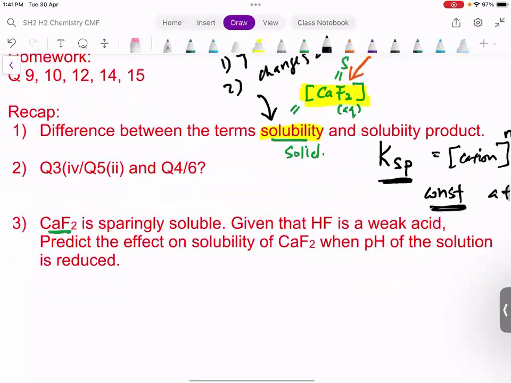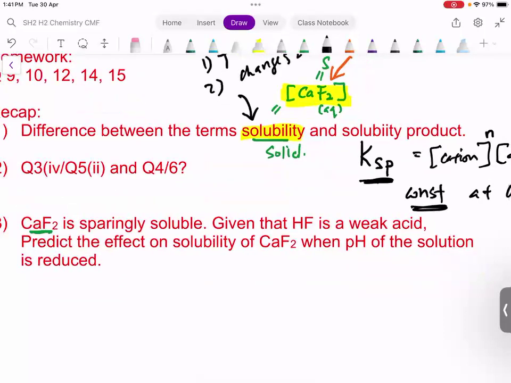All right. So let's look at number 3. Calcium fluoride. Given that calcium fluoride is a sparingly soluble solid and HF is a weak acid, predict the effect on solubility of calcium fluoride when pH of the solution is reduced. So what do you think will happen to the solubility?